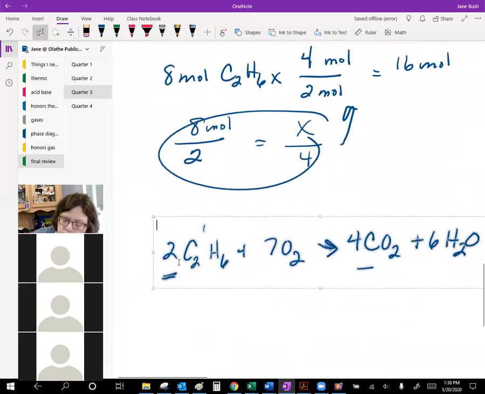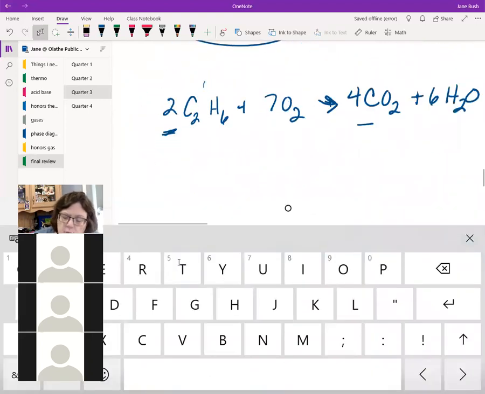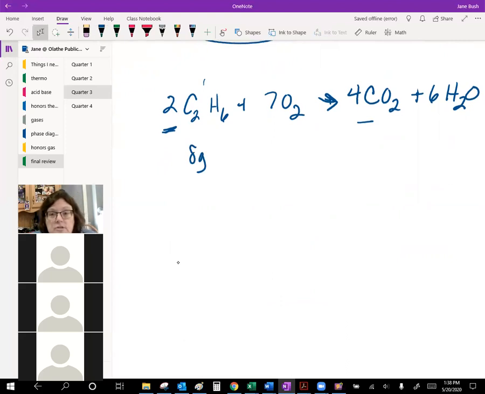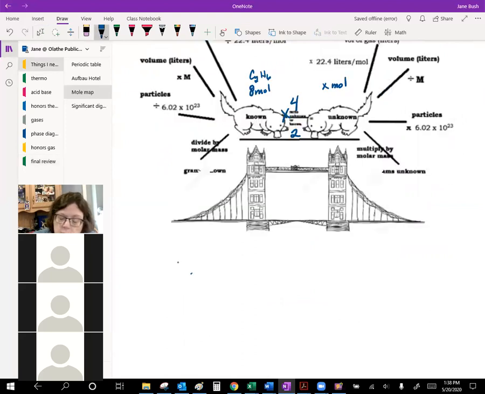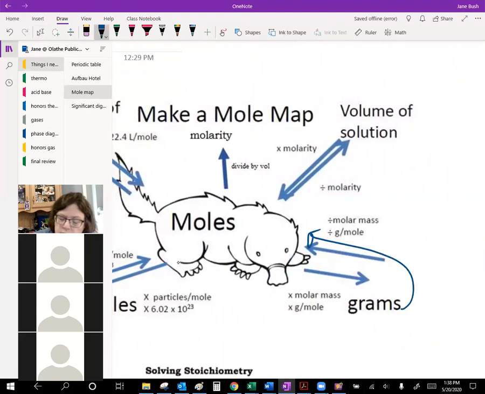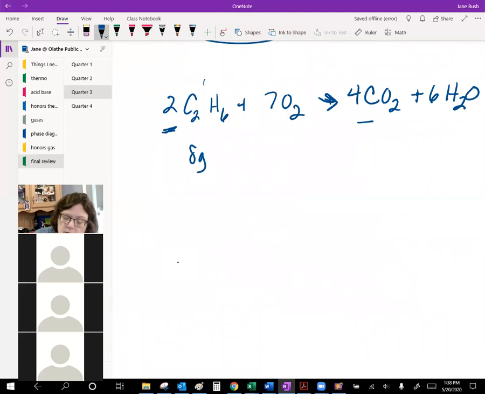Okay. What if this time, instead of telling you I have 8 moles of ethane, I tell you I have 8 grams? So we have to first change to moles. If we look at the mole map, it shows you that if you have grams and you want to change to moles, you divide by molar mass. So the molar mass of ethane would be 24 and 6, 30. Divide by molar mass.